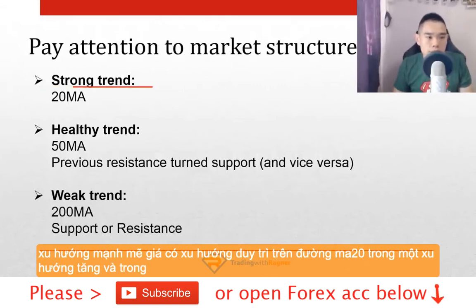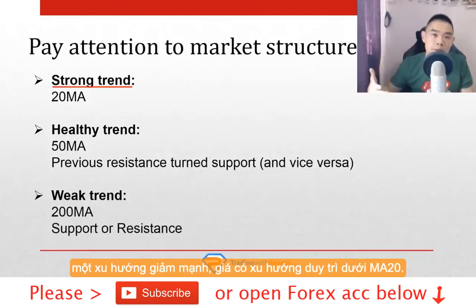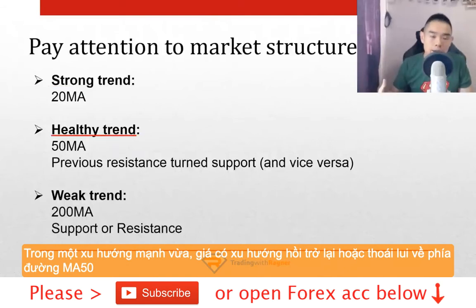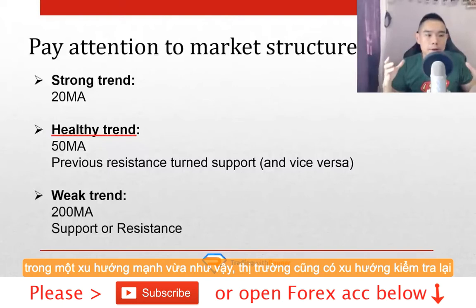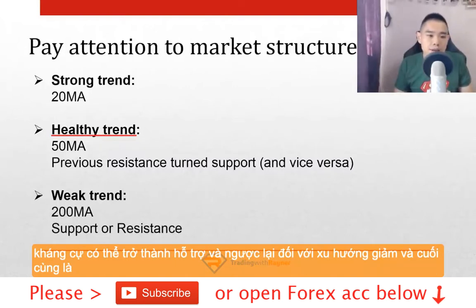So let me point out to you the subtle difference. In a strong trend, the price tends to stay above the 20 MA in an uptrend. And in a strong downtrend, the price tends to stay below the 20 MA. In a healthy trend, the price tends to pull back or retrace towards the 50-period moving average. And in such a healthy trend, the market also has a tendency to retest previous resistance that could become support, and vice versa for a downtrend.